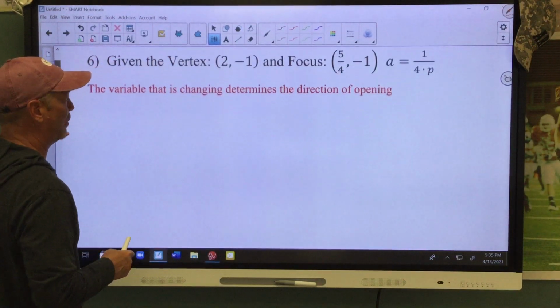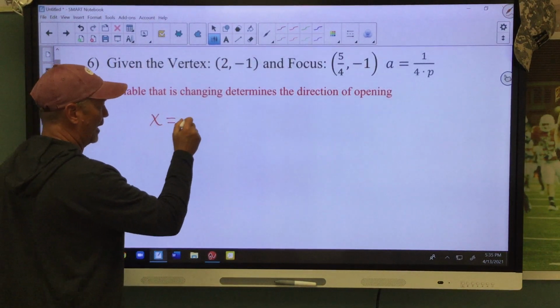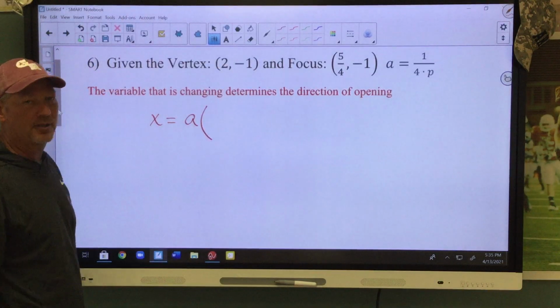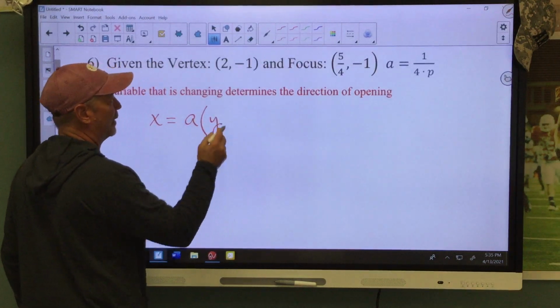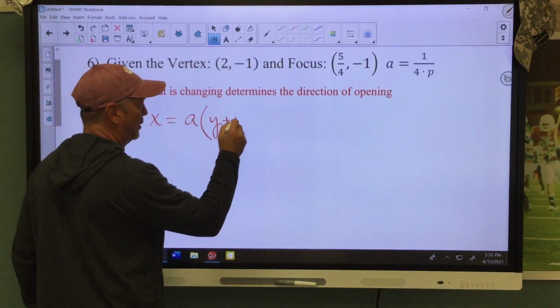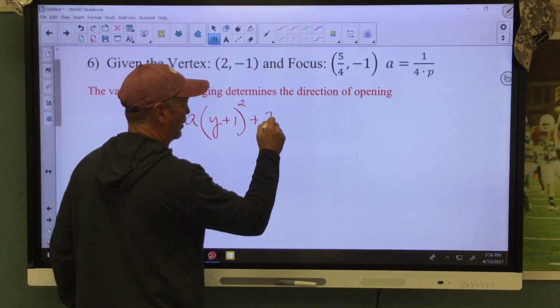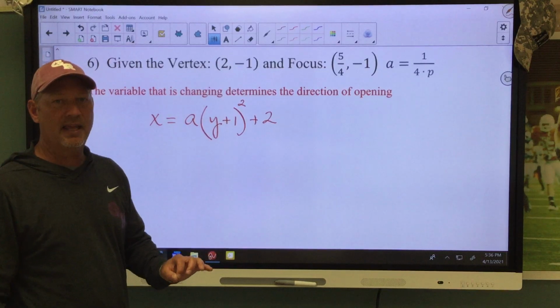So we're going to start out our problem, and we're going to say that x equals... I do not know my a value, but they did give me my vertex. So we're going to substitute in the vertex. And this is going to be y, and then we're going to say plus 1 squared plus 2. So we're well on our way, but we need to find the a value.